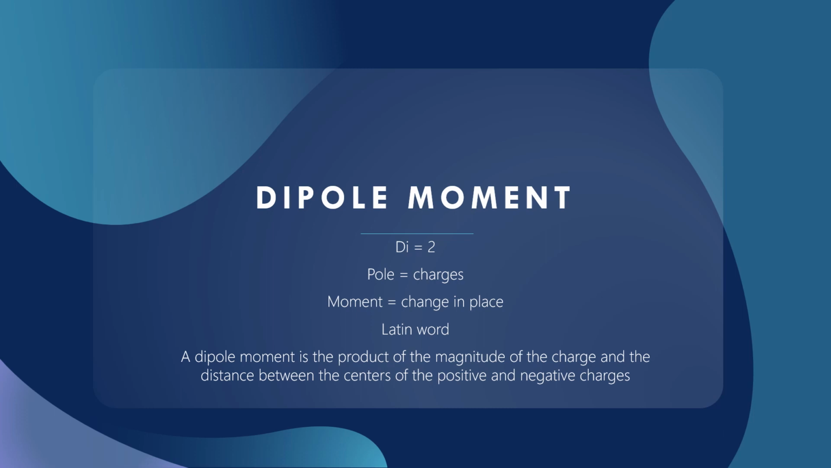It's a Latin word, and dipole moment is the product of the magnitude of the charges and the distance between the center of the positive and negative charge. So, dipole moment is the moment by which a charge is at a distance from the positive terminal to the negative terminal.